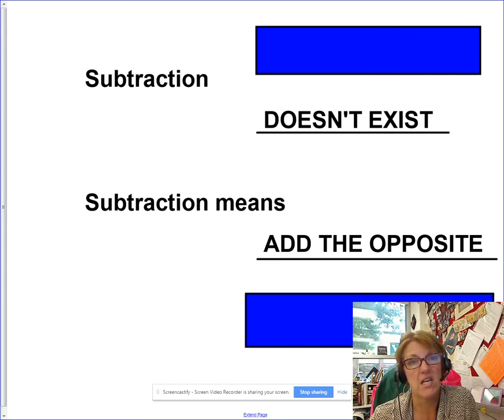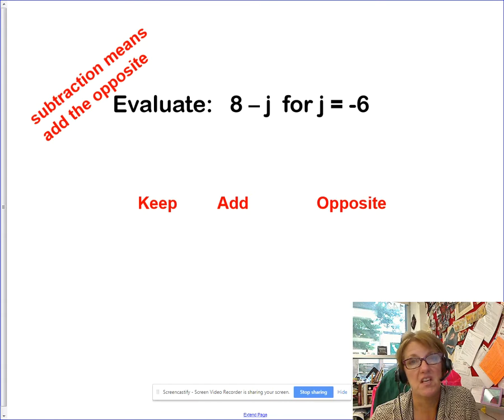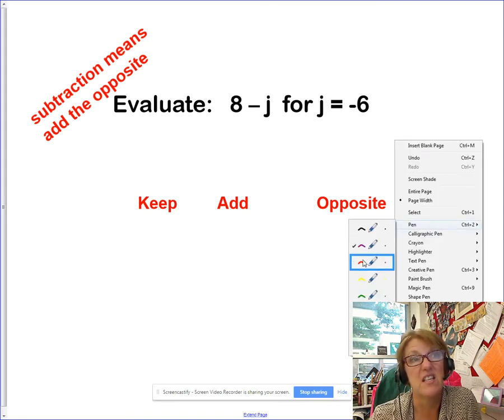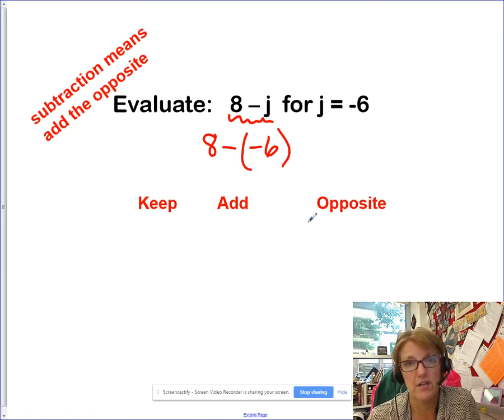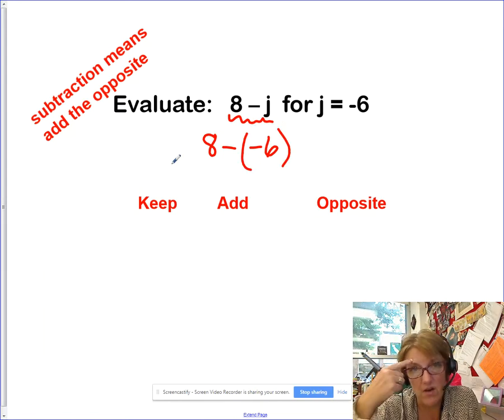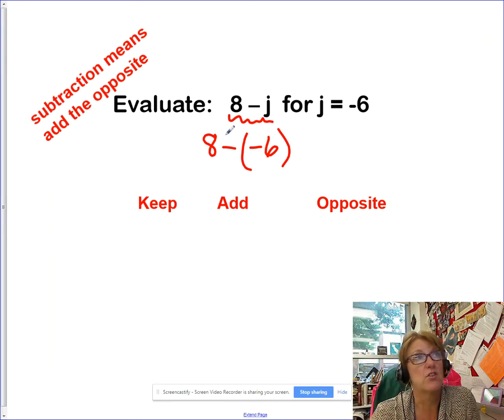And if we keep that in mind, dealing with subtraction is a piece of cake because it's really addition in disguise. So let's take a look at this algebraic expression, 8 minus j, and I want you to substitute -6 in for the value of j. So you're going to say 8 minus, let's plug in -6. Look at all that negative stuff! Now I want you to think that subtraction means add the opposite. Watch what happens.